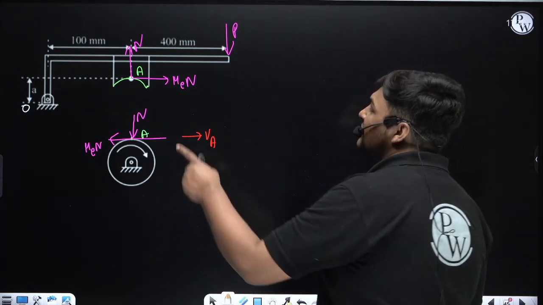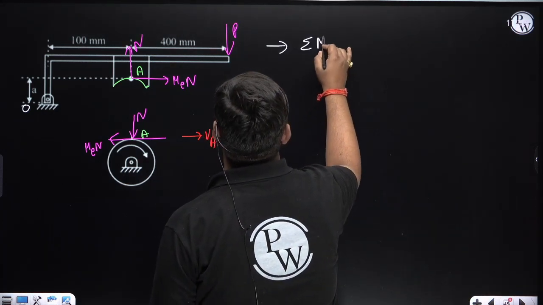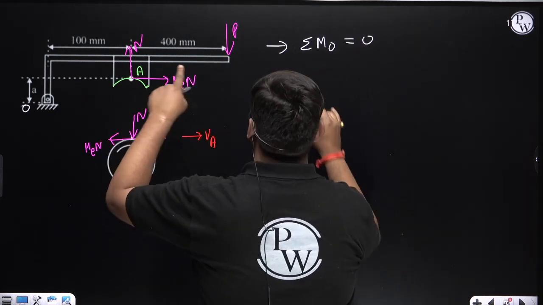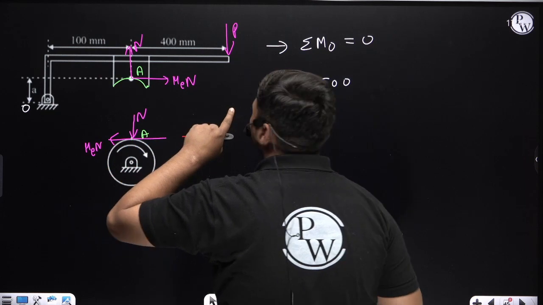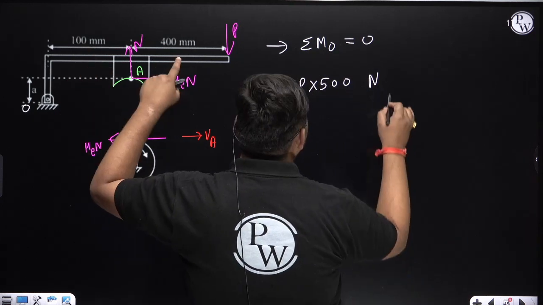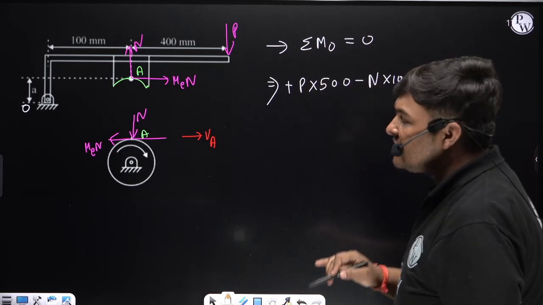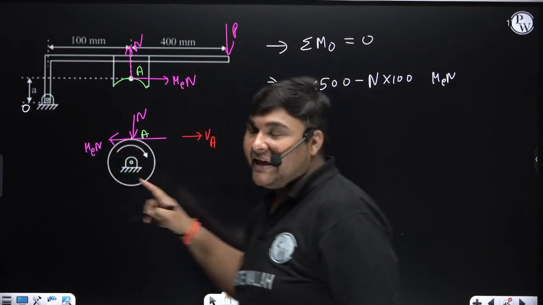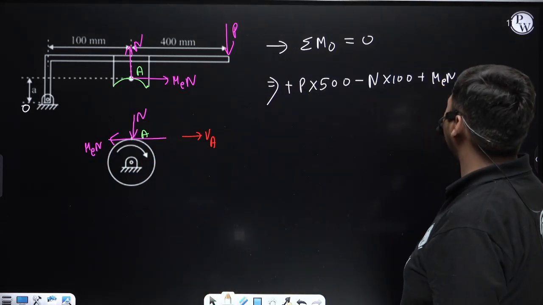The examiner is asking the condition to avoid self-locking. For that, first find the relation between P and N, mu N. In this FBD of the lever, we will take net moment about fulcrum O equal to 0. This relation will come. Moment of effort P about O: it is P, its distance from O is 500. The moment is clockwise, and I am taking clockwise as positive. Now the moment of force N: it is N, its perpendicular distance from O is 100. The direction is anti-clockwise. I am taking clockwise plus, anti-clockwise minus. Now the friction force moment: the friction force is mu equivalent into N, its perpendicular distance from O is A. The direction of moment about O is clockwise. I am taking clockwise direction as positive, equal to 0.